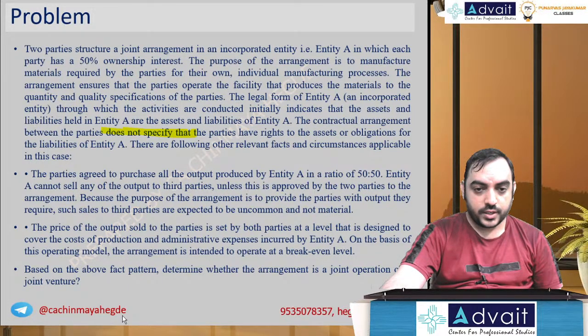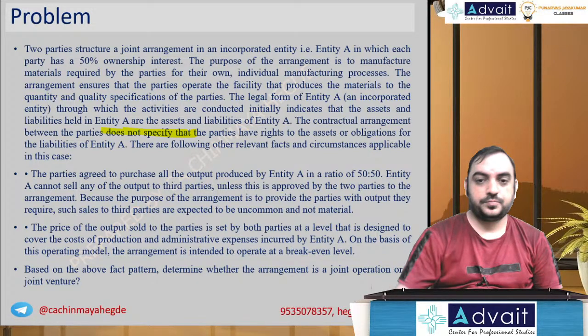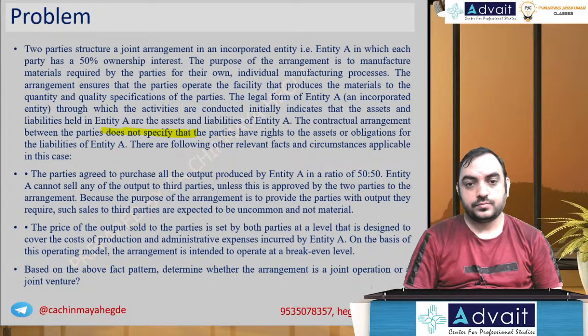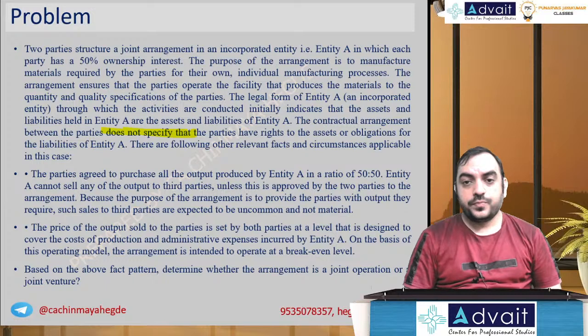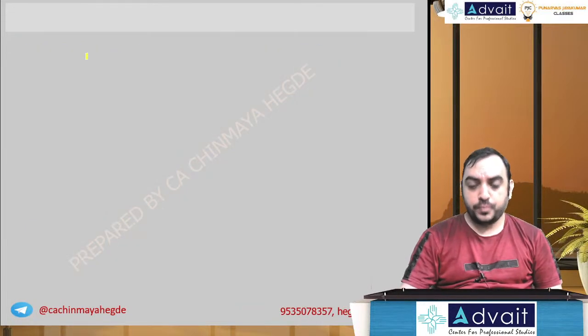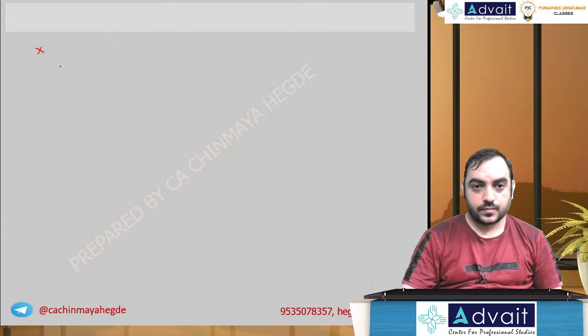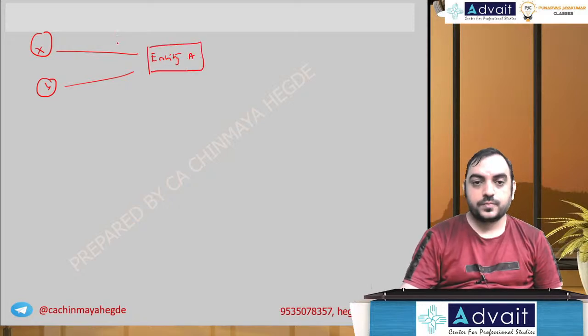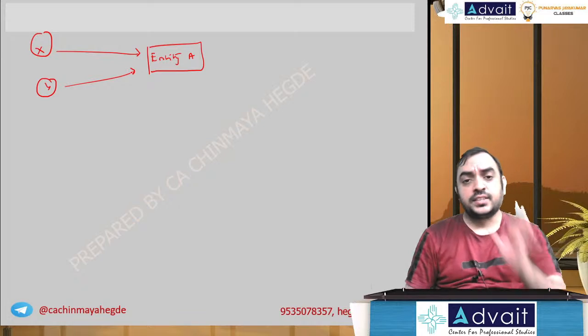Okay, so let me show the structure a little bit here. Okay. So, two entities, like there are two people, let's say X and Y. They have 50-50% each in entity A. Okay. There is a separate entity.